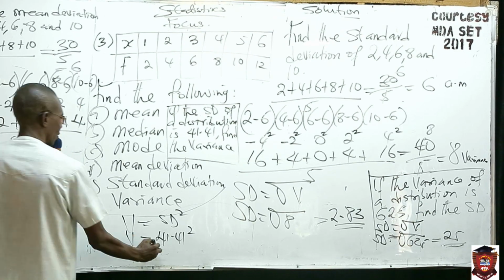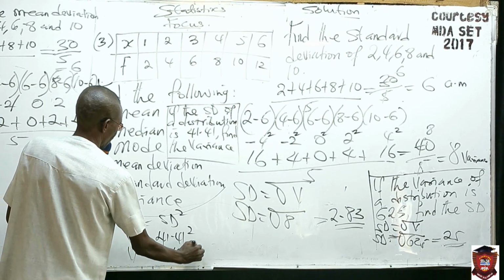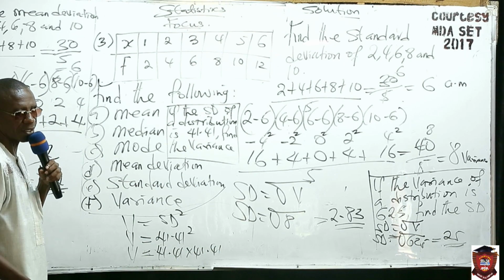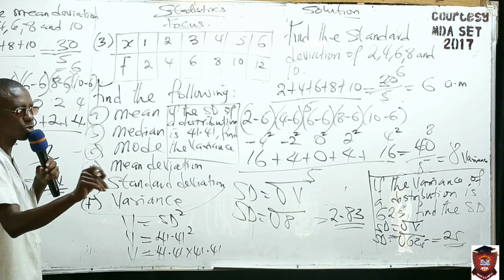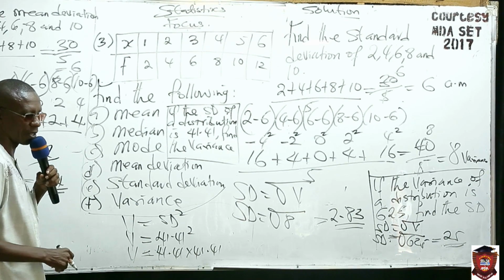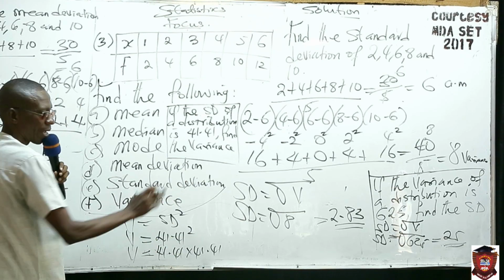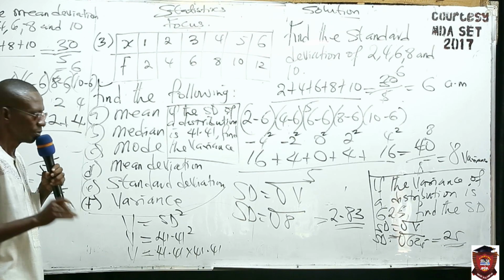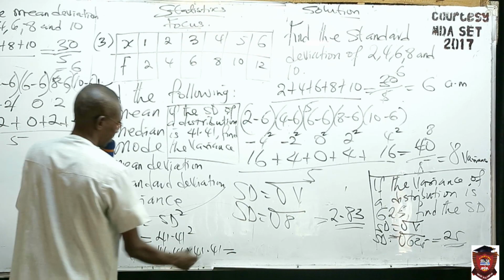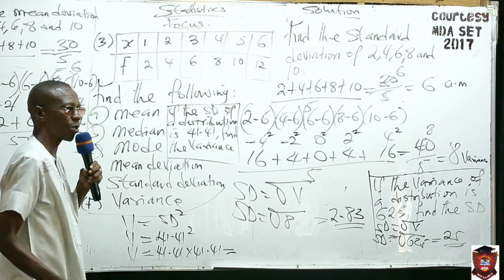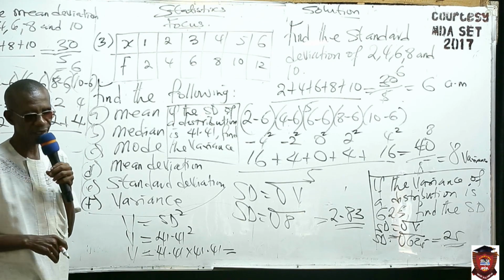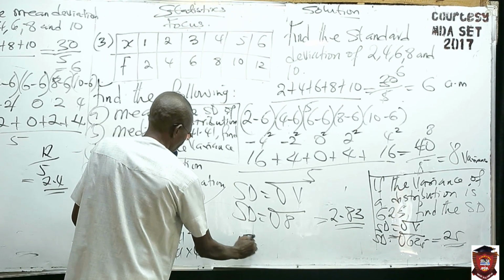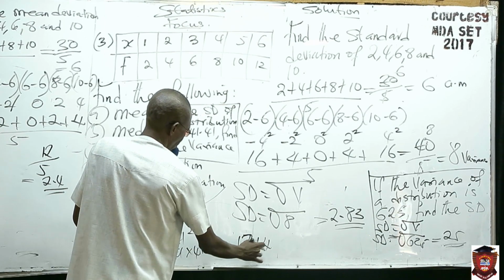41.41 squared is 41.41 times 41.41. What you have to do is remove all the points and multiply, then count 2 decimal places from the back and put your point there. But because of time, I can't go into that now. Just multiply, because I have things to do. 41.41 squared will give us 17 something. Check it. 1714.